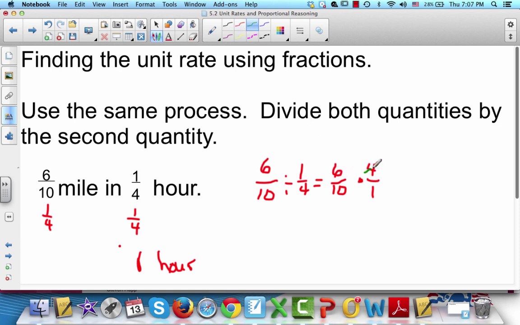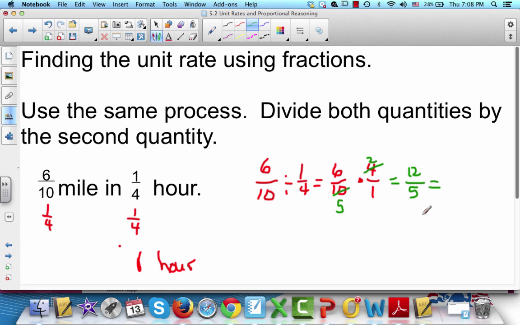You can take the 4, divide it by 2, and you get 2. Also divide the 10 by 2, and you get 5. Now we multiply 6 times 2, and we get 12. And 5 times 1, and we get 5. Now let's change this into a mixed number.